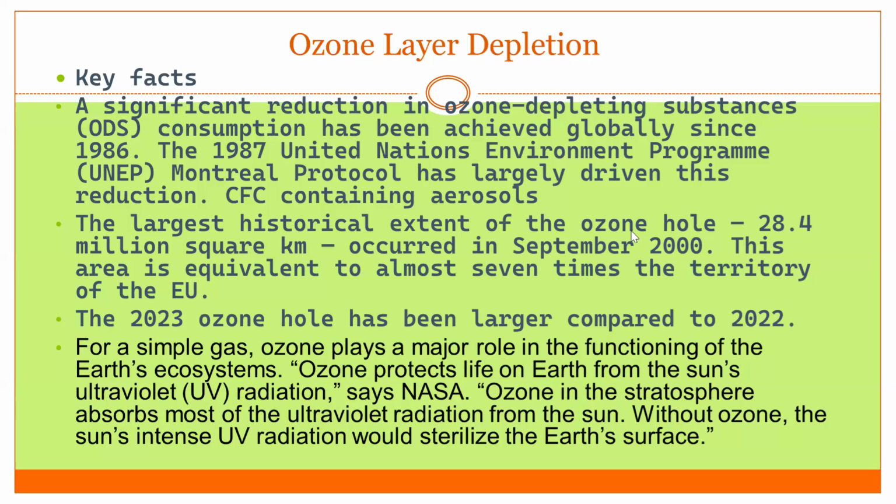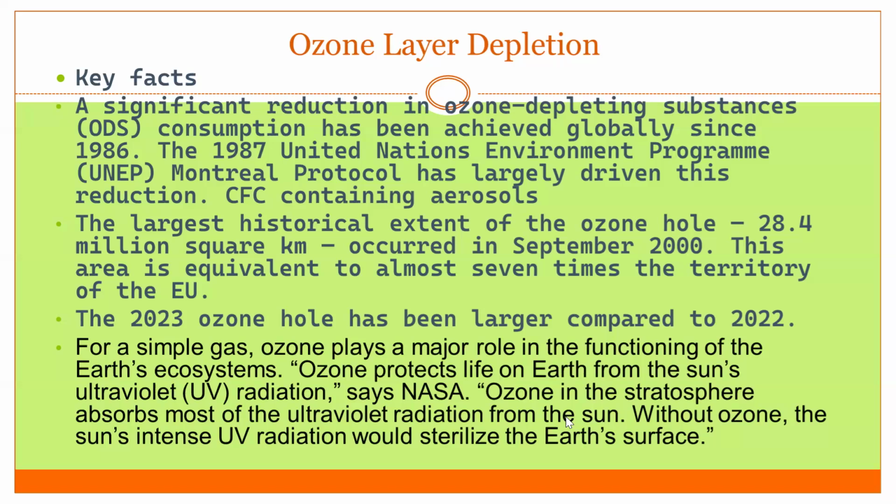For a simple gas, ozone plays a major role in the functioning of the Earth's ecosystem. Ozone protects life on Earth from the sun's ultraviolet radiation, says NASA. Ozone in the stratosphere absorbs most of the ultraviolet radiation from the sun. Now, if we don't have the ozone layer, what happens is ozone breaks down into oxygen when ultraviolet rays travel through the layer. So that is how it protects us from UV light.